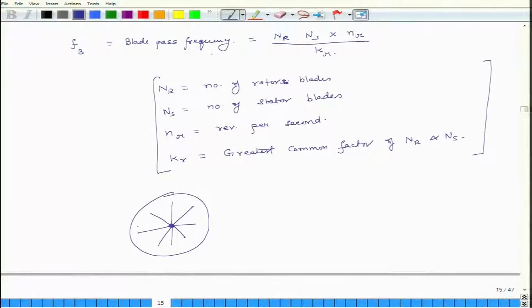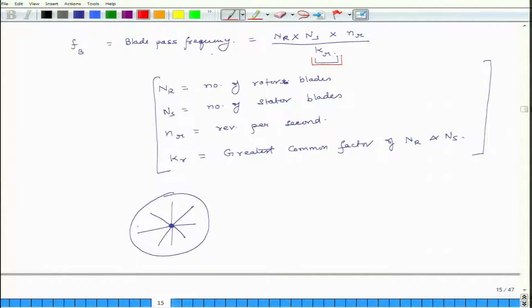So, if there are Nr and Ns rotor blades and stator blades, the total number of interactions per revolution will be Nr times Ns. And if there are Nr revolutions in each second, the total number of interactions will be Nr times Ns times Nr. But then there is a term in the denominator, Kr, which is the greatest common factor. So, consider this.